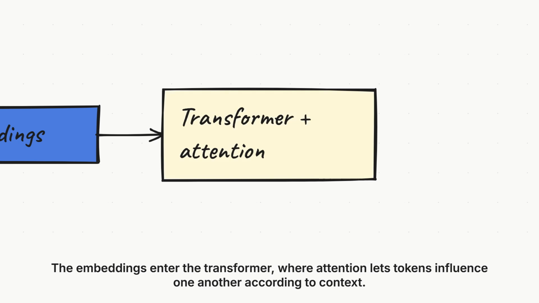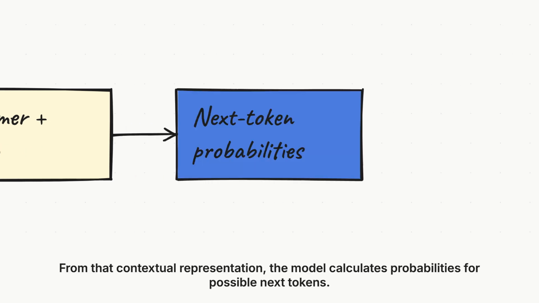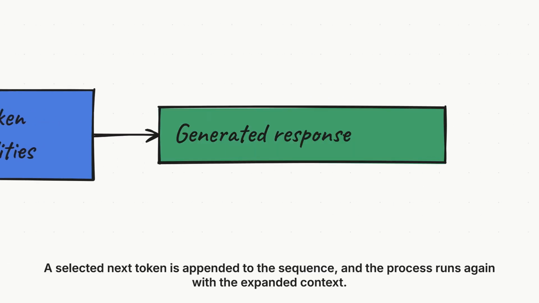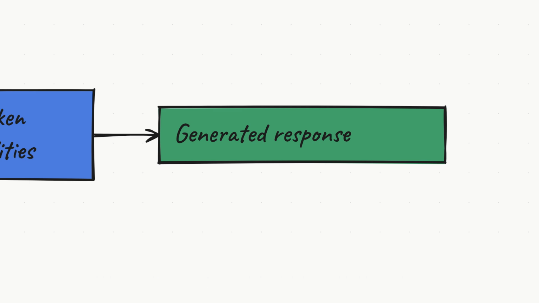The embeddings enter the transformer where attention lets tokens influence one another according to context. This is where separate token representations become a context-sensitive account of the sequence. From that contextual representation, the model calculates probabilities for possible next tokens. The numbers do not certify truth, they rank possible continuations according to the patterns the model has learned. A selected next token is appended to the sequence, and the process runs again with the expanded context. Repeating that cycle builds the generated response token by token.